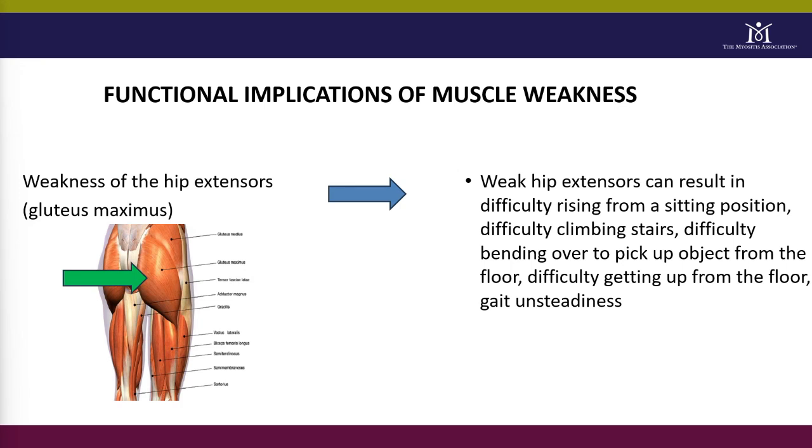Now, weakness in the hip extensors. So remember the hip extensor, the glute max, is the one that you use for getting up from the chair. So if that muscle is weak, it can make it tough for you to push yourself up from a seated position. Climbing upstairs can also become a difficult task. Tasks like picking up something from the floor might seem simple, but when your hip extensors are weak, bending over can become difficult as well. So getting up from the floor can be a significant hurdle as well if your hip extensors are weak.